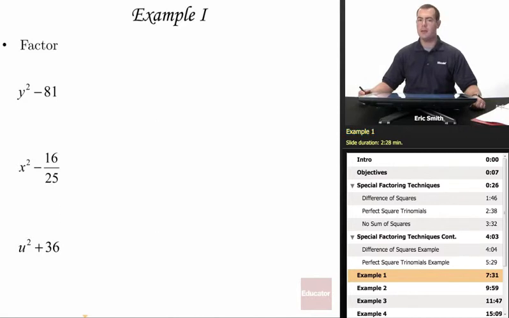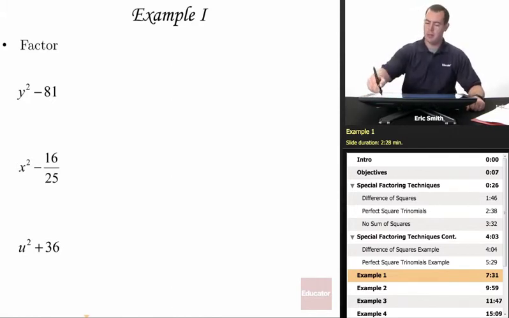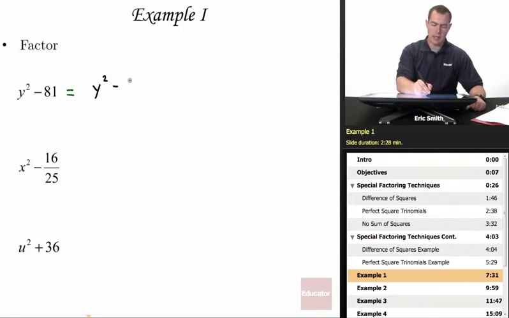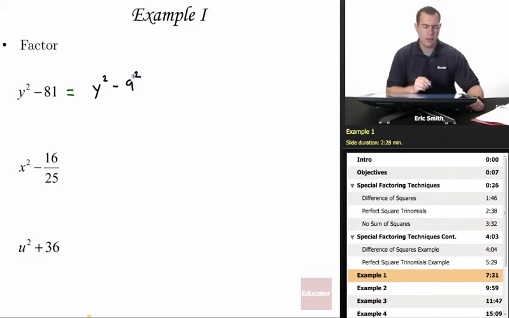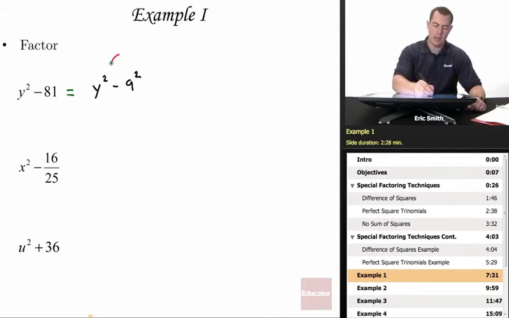Let's try some examples to see if we can get better using these special factoring techniques. So in this first one I have y squared minus 81. And this looks like it might be the difference of squares. So I need to write this such that I have my first number squared and the second number squared. And 9 squared is the only thing that will give me 81. So now I can definitely see that it is the difference of squares. I have y squared, 9 squared, and they are being subtracted. All right, this means that I can use my nice shortcut formula to go ahead and break this down.